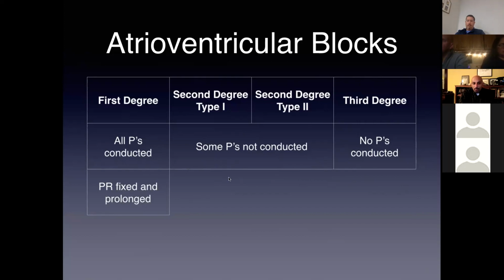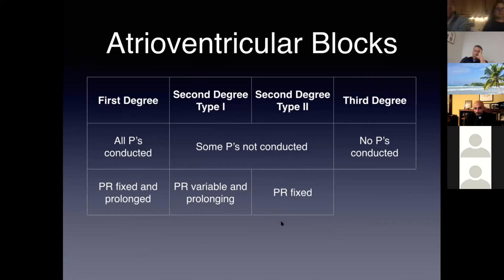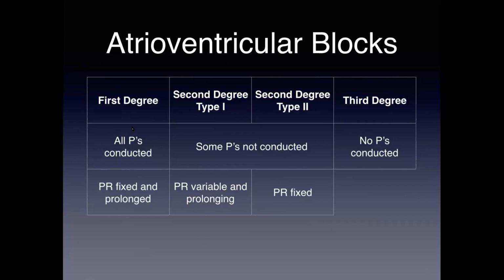In 2nd degree type 1, the PR changes. It's variable and it gets longer every time. So that's 2nd degree type 1 block. PR is variable and prolonging. In 2nd degree type 2, the PR is fixed. So you might think, well, 1st degree is also PR fixed. What's the difference? Well, here every single P wave is conducted. And in here, we said some of the P waves are not conducted. So you have some P waves not conducted, but of the ones that are conducted, the PR is the same.